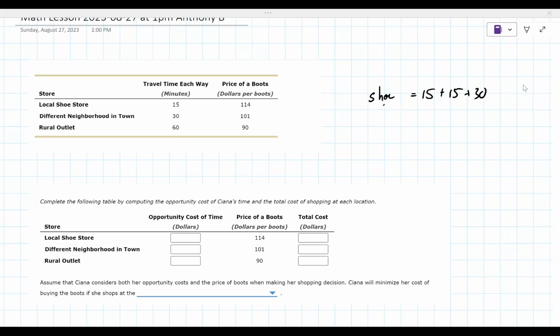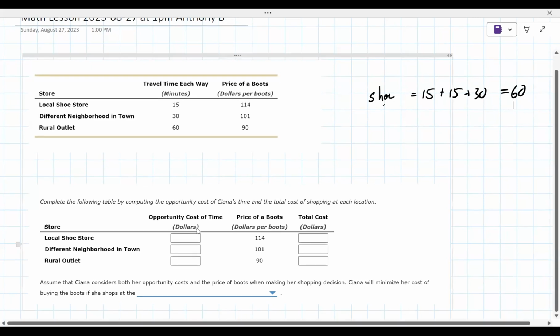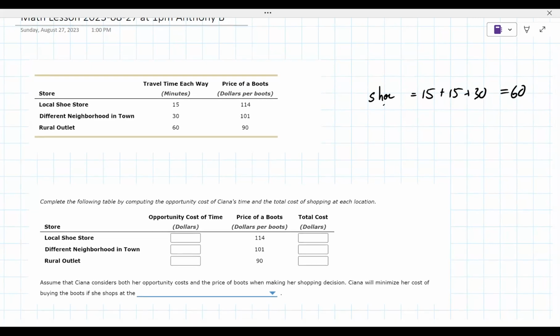Is that clear? So that's a total of 60. So that's the time it takes for that. And then we do the same thing for the second one. The second one, we'll call it the town, is the 30 plus the 30 each way plus the 30 in store. That's 90 total. And then the rural outlet, it's 60 plus 60 plus the 30 there, which is 150 minutes. And there you go. We've got that first part.